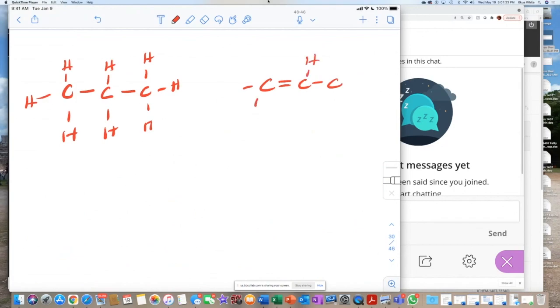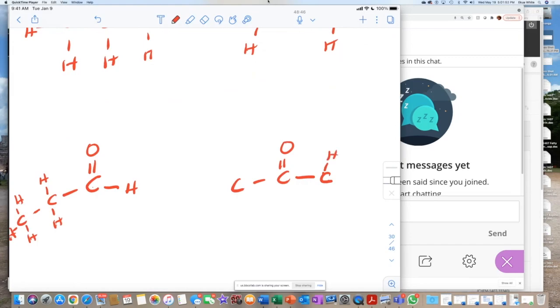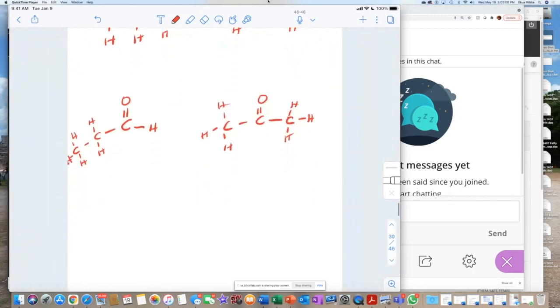There's one missing here. 1, 2, H. I'm trying to make sure the carbons are surrounded by 4 bonds. 1, 2, 3, H, H, H. And then what else? I'll go with this aldehyde. I said 3 carbons, right? 1, 2, 3. 1, 2, ooh, 1, 2, 3. 4 bonds, 4 bonds, 4 bonds, okay? And I'll do a ketone like this. Carbon, carbon. 1, 2, 3, 4. 1, 2, 3, 4. There. Okay. Make sure when you're drawing your structure, the carbon is surrounded by 4 bonds.